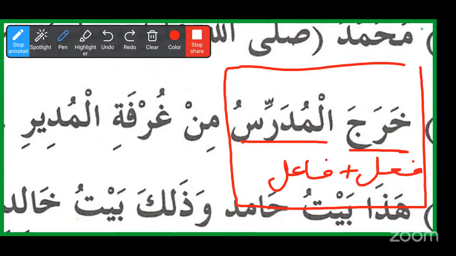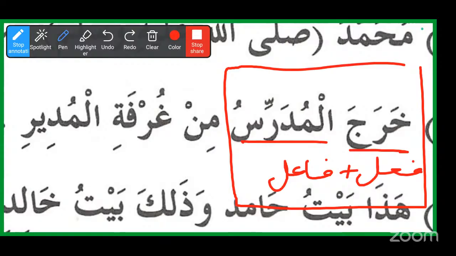But according to the Arabic sentence tarkib, the fa'il can precede the fa'il in Arabic. In English, the fa'il cannot precede the fa'il. We cannot say "came out the teacher from the room of the principal."